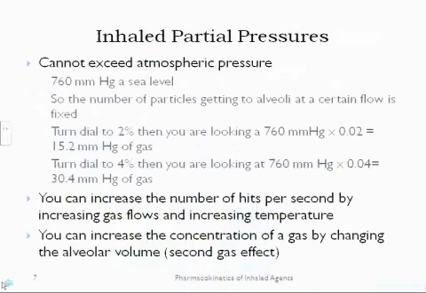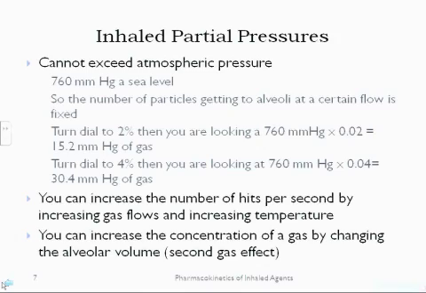Now, the inhaled partial pressures cannot exceed the actual atmospheric pressure. So the maximum you can have is 760 millimeters of mercury at sea level. So if I go up to Denver and my atmospheric pressure drops, the number of particles that I'm going to get into the patient is less. So sometimes it can be an issue and it can slow down my induction. The number of particles getting to the alveoli at a certain flow rate is fixed. Okay, the greater the flow rate, the more particles I can get in.